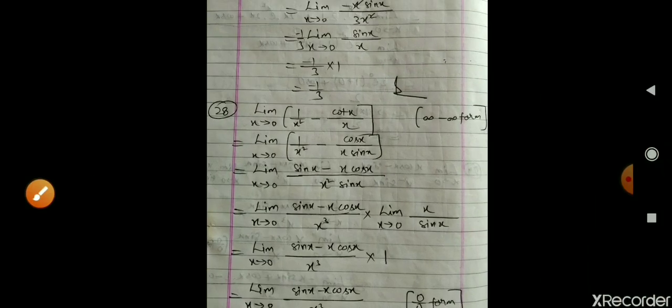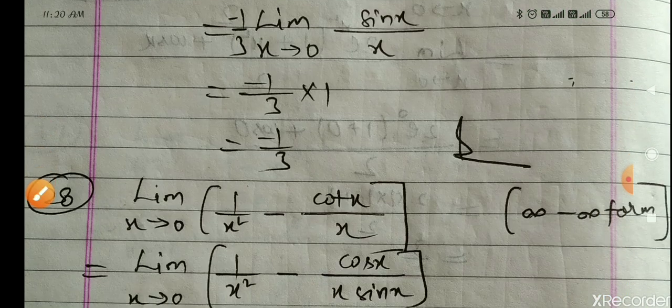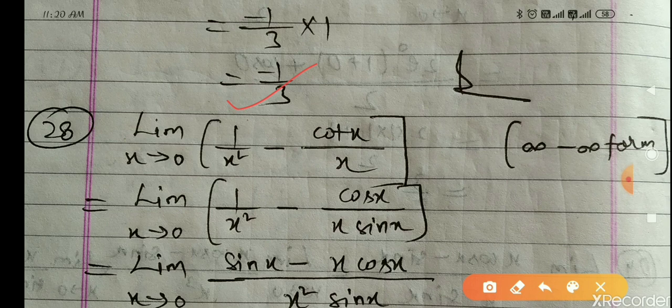Now you can see, simplify it: minus x sin x plus cos x minus sin x upon 3x square. Cos x cancelled, minus x sin x upon 3x square, one x is cancelled. So you are getting minus 1 upon 3, which I have taken before the limit. Limit x tends to 0, sin x upon x, and its value is 1, you know very well. Just before I told you. Minus 1 upon 3 multiplied by 1, so you are getting minus 1 upon 3. So this is the final answer.